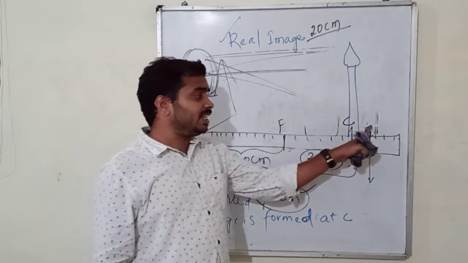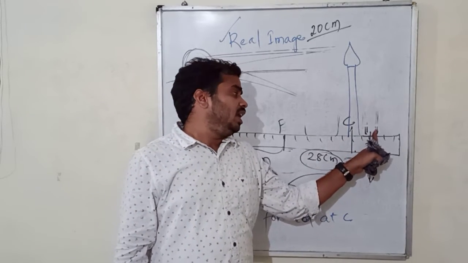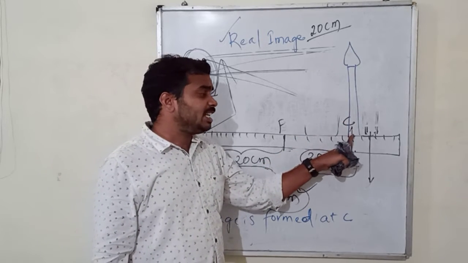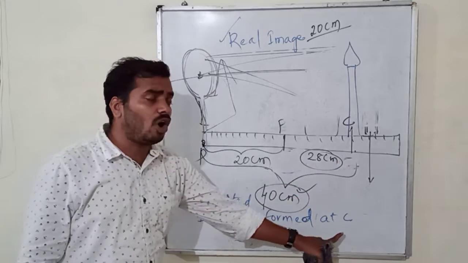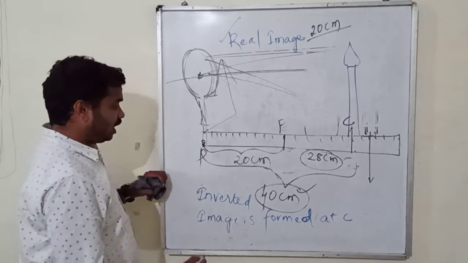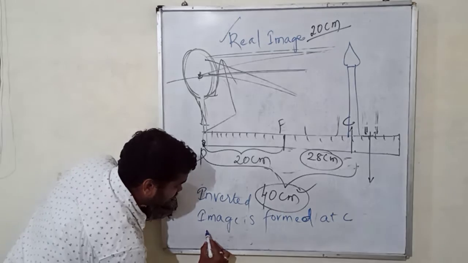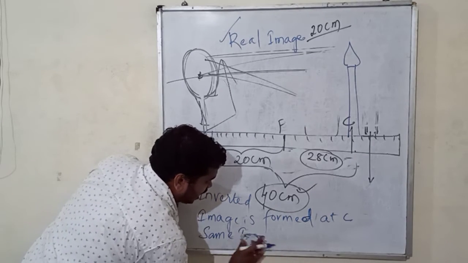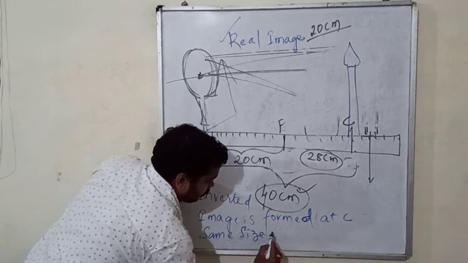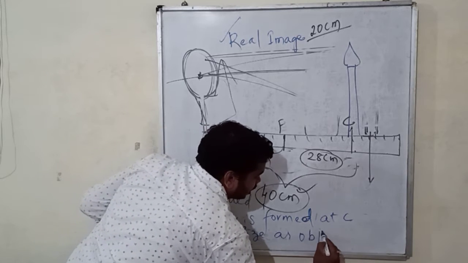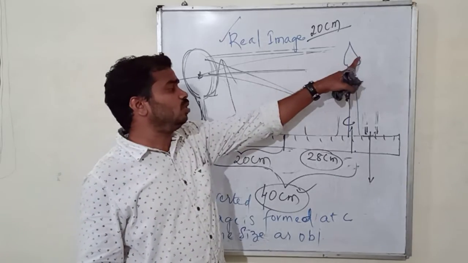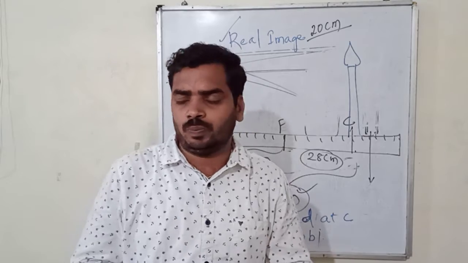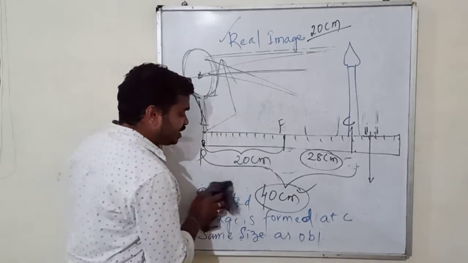Remember, if the object is placed beyond C, then the image is formed between F and C. If the object is placed at C, the image is also formed at C. Next to that, the image size will be the same size as the object. Whatever size this flame is, the image flame is also seen in the same size on our screen. Now I am changing the position further.